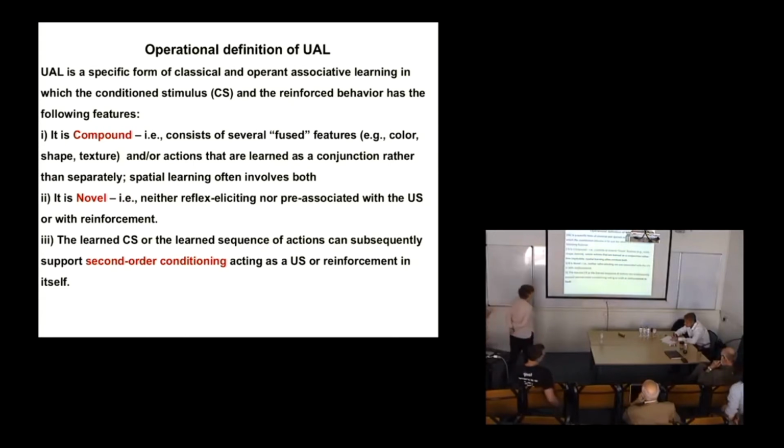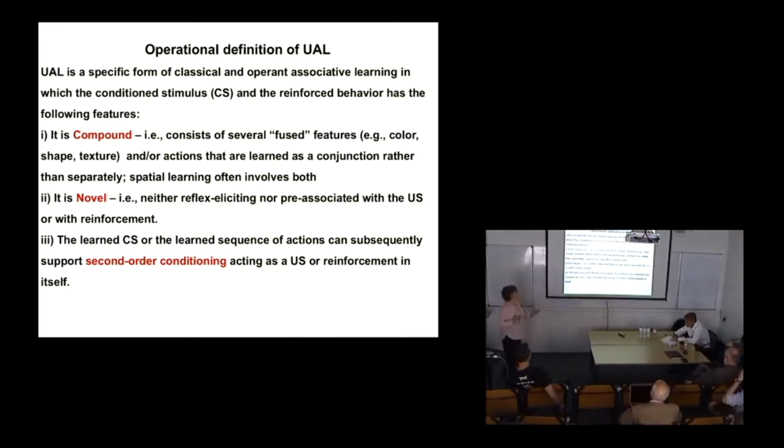So we suggest that among biological organisms, unlimited associative learning is a specific form of classical and operant associative learning. I'll come to Björn's distinctions soon because we're using them, in which the conditioned stimulus, the CS, and the reinforced behavior have the following features. It doesn't have to be only a conditioned stimulus, it can also be a pattern of actions, of course. It is compound, that is, it consists of several fused features, for example within a modality, color, shape, texture, and/or action, that are learned as a conjunction rather than separately. And spatial learning, and usually both self-learning and world learning come together, even though one of them can dominate. As Björn showed, world learning usually has more effect than self-learning when both of them occur at the same time and point to the same thing. But usually both of them go together.